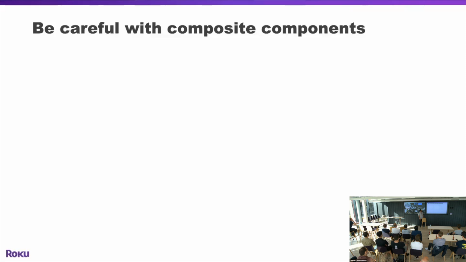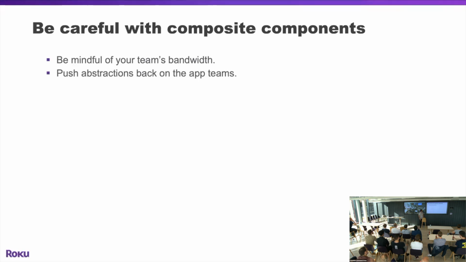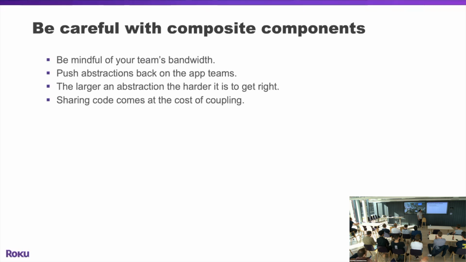So some advice, some words on composite components. Be mindful of your team's bandwidth. If you're going to take this on, make sure that you have the time to support it. If you're going to create the dialogue to end all dialogues, that's going to take a lot of coordination. Push abstractions back on the app team. That means the abstractions need to satisfy a smaller scope. It's a lot easier to get a dialogue right for one app than it is for all of Roku. The larger the abstraction is, the harder it is to get right. So it's pretty easy to create a button for all of Roku. It's a lot harder to create a dialogue.